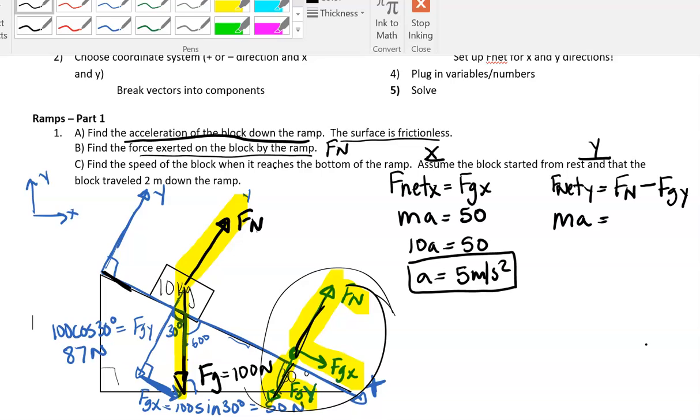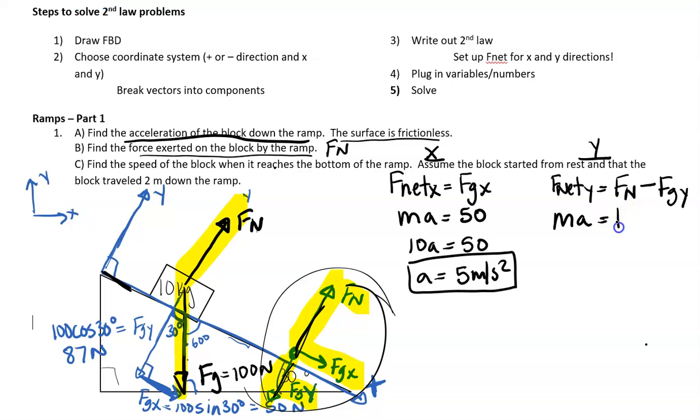So we have Fn minus Fgy. So let's go ahead and start to plug in some numbers. We want to find Fn. We found that Fgy is 87. Now let's plug in. So our mass we have is 10, and then acceleration we need to figure out. So in the y direction, let's think about what's happening. So it's tempting to want to plug in this acceleration, 5 meters per second squared, from the x direction. But that is the x acceleration, not the y acceleration.